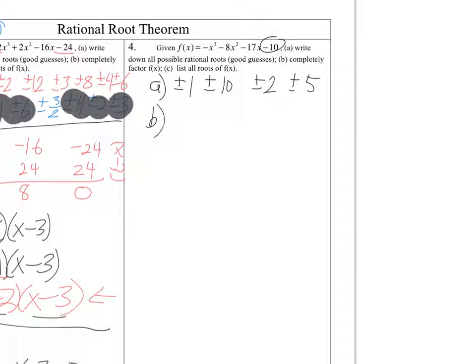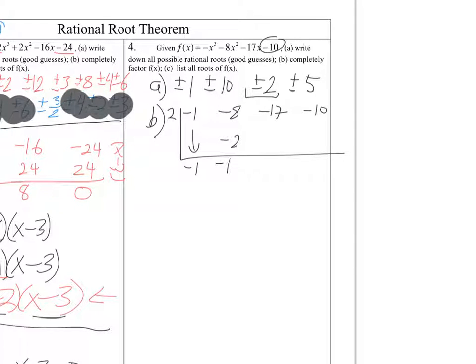Part B is I'm going to go about that factoring. I like starting on the smaller side of the middle, so I might choose one of my 2's, and maybe positive 2 to start out with. So we've got negative 1, negative 8, negative 17, and negative 10. Okay, bring the negative 1 down. 2 times negative 1 is negative 2.